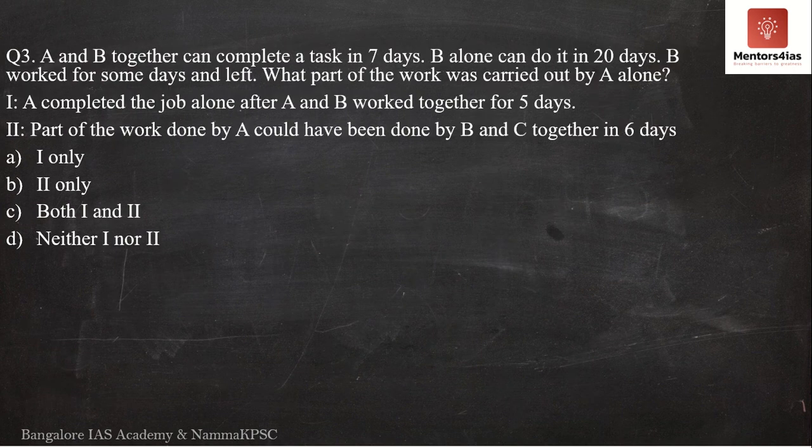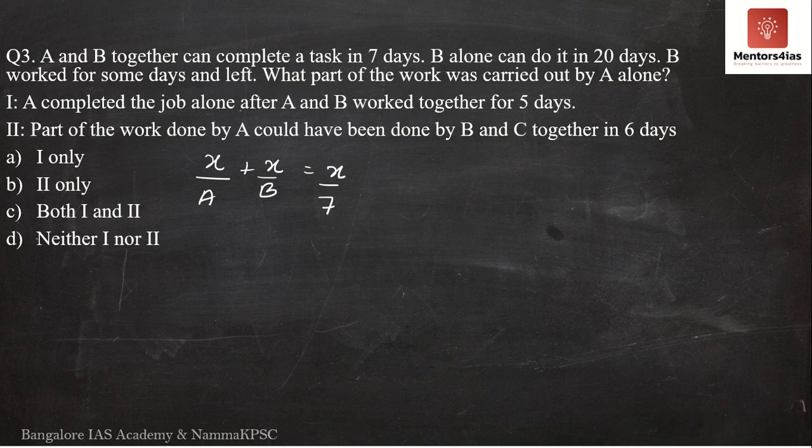Third statement. Now, the third statement says A and B together can complete a task in 7 days. So obviously we know how to do this. It is nothing but x by A plus x by B is equal to x by 7. Correct? B alone can do it in 20 days. Fine. B worked for some days and left. What part of the work is now carried out by A alone?